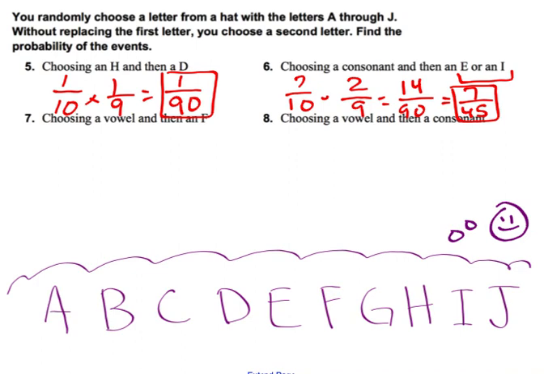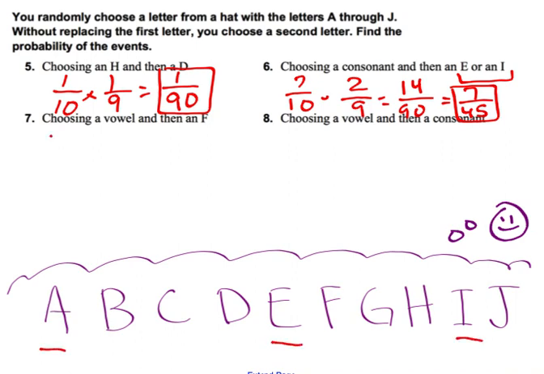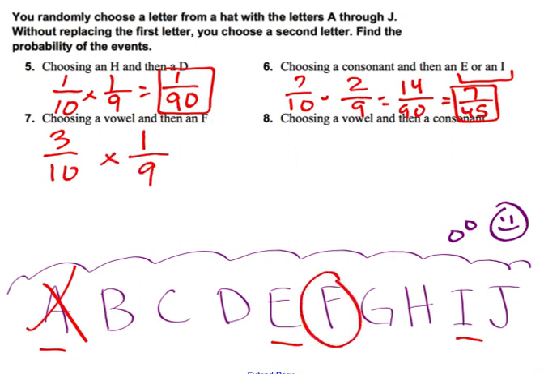Okay, next, choosing a vowel and then choosing an F. I got to make sure that says F. Yes, it does. Okay, so choosing a vowel first. There's 1, 2, 3 vowels out of 10. One of the vowels is now gone. Then choosing an F, there's only 1 F out of the 9 remaining letters. This gives us a probability of 3 out of 90, which reduces to 1 out of 30.